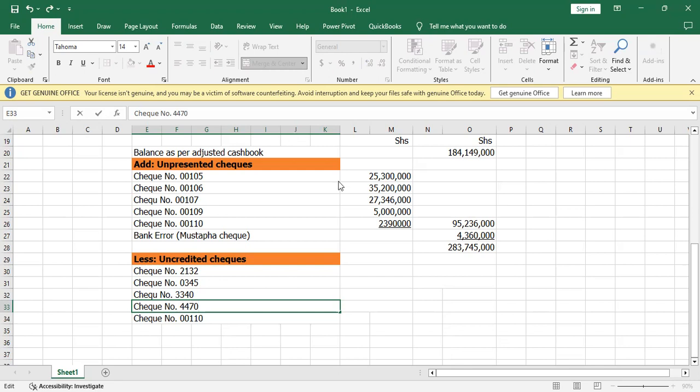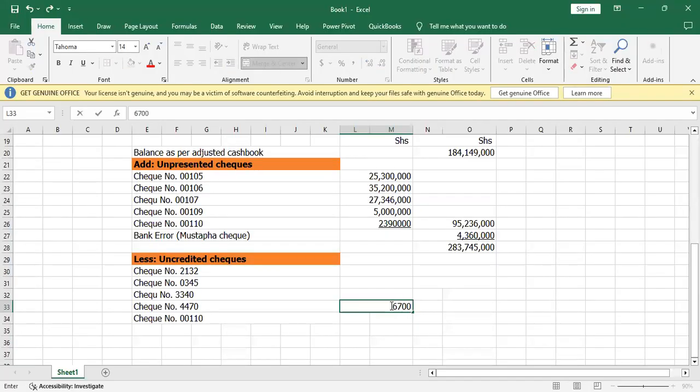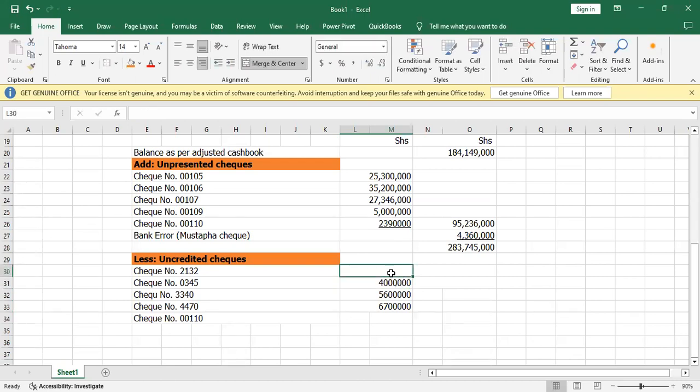We can look at the different amounts and we see 7,450,000, then 4 million, 5.6, then 6.7. The last one is 6.7, followed by 6.5, 5.6. Then in that order, the next is 4 million, and then 7,450,000. So those are your uncredited checks.